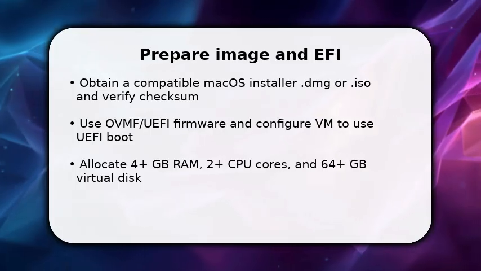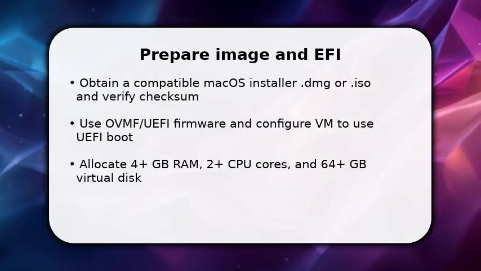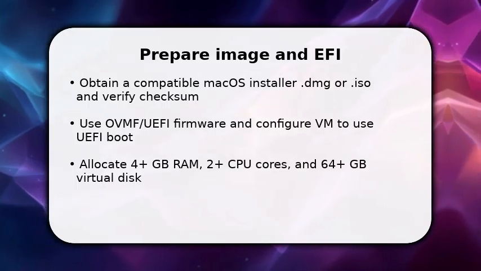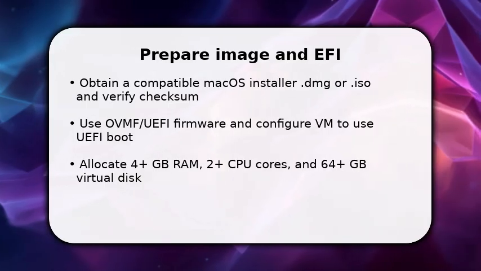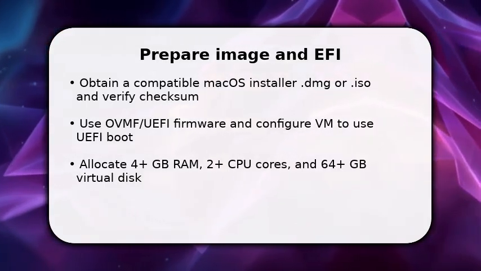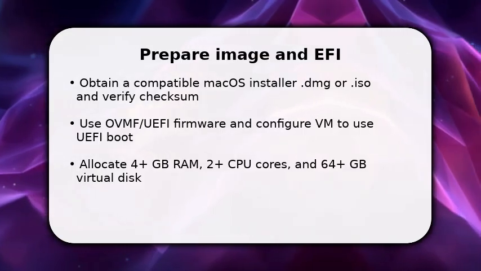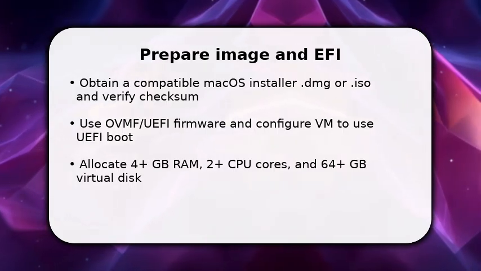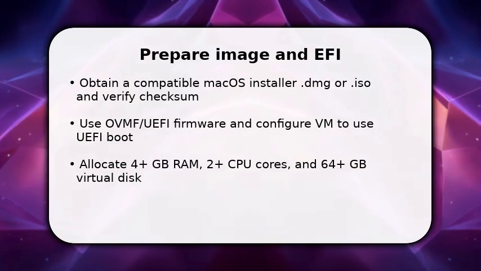You start by placing a verified Mac OS installer image and an appropriate UEFI firmware into your VM host. Once done, create a new virtual machine using UEFI OVMF and attach the installer as the CD. Make sure you assign at least 4 GB RAM and 2 CPU cores, and create a 64 GB virtual disk so the installer won't fail. You're doing this now because correct firmware and resources prevent boot loops and installer errors later.